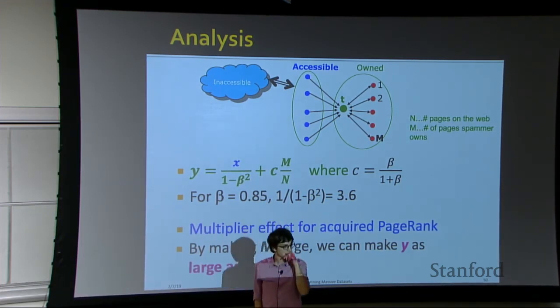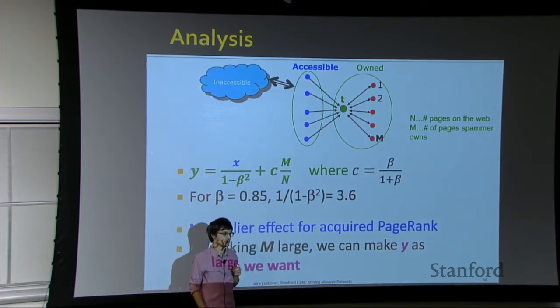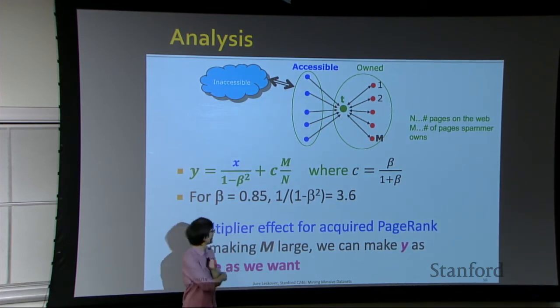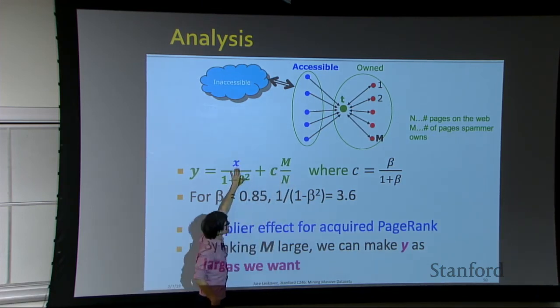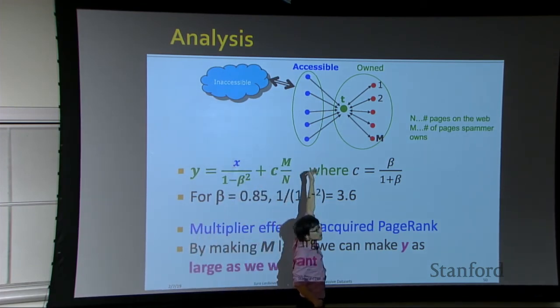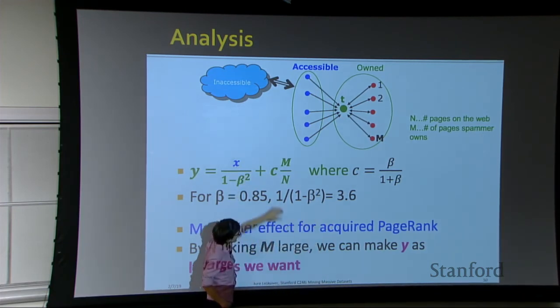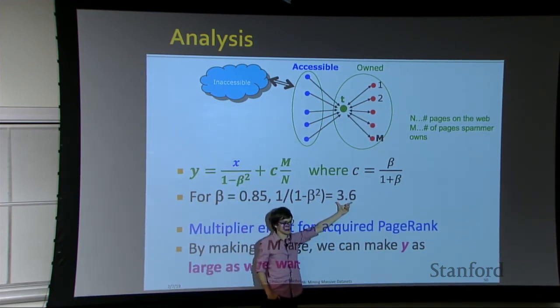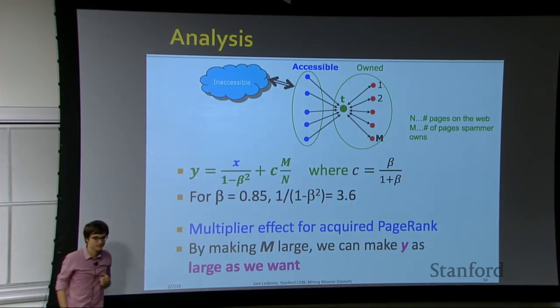So even the X, isn't it too small? Because you have the accessible pages, and their page rank is getting distributed to other things as well, right? It's not just coming to T, it's going to other nodes. Correct. The X is not the sum of the page rank scores of accessible pages, but it's the contribution that accessible pages have to T. So the point here is that you created the multiplier effect, so it's better than what it would be anyway. Now, if it's good enough, that's a different question.